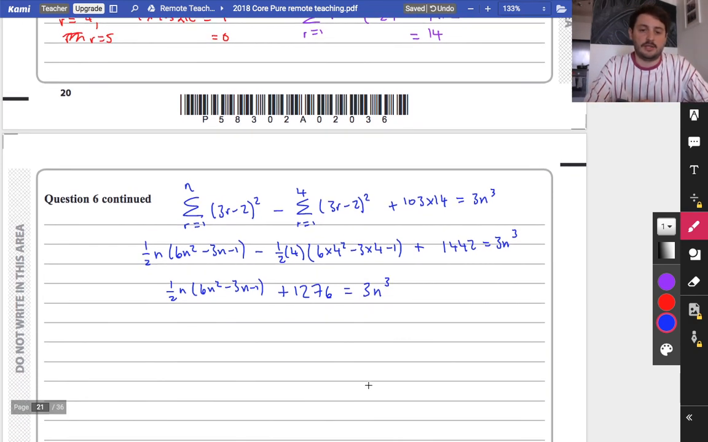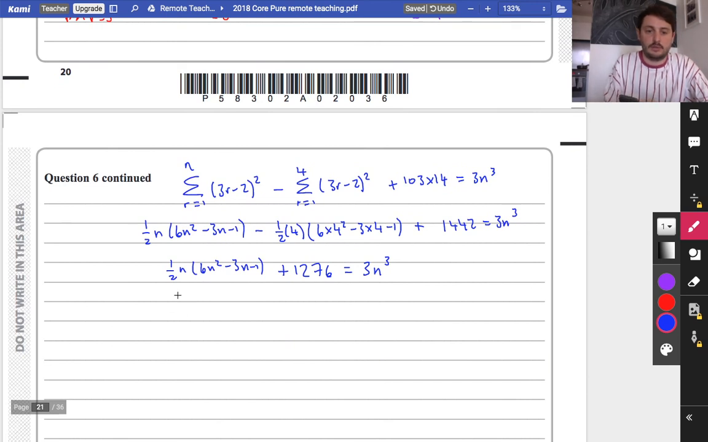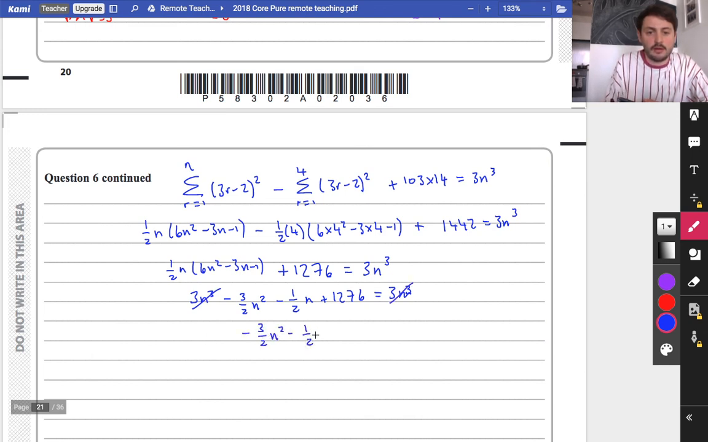Oh my god, this question is kind of long. Okay, so we're going to multiply everything out and see what happens. A half n times 6n squared, that's 3n cubed. You then get minus 3 over 2n squared minus a half n plus 1276 equals 3n cubed. Luckily, the 3n cubes are going to cancel on both sides, so we just end up with minus 3 over 2n squared minus a half n plus 1276 equals 0.